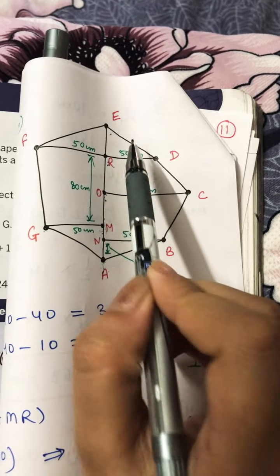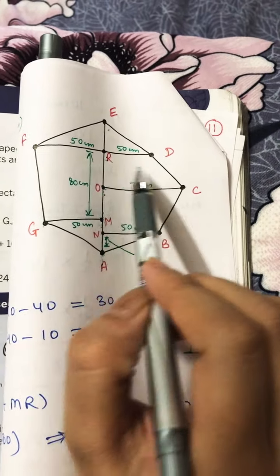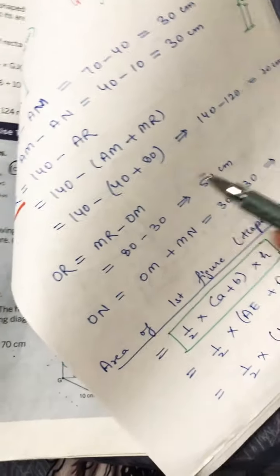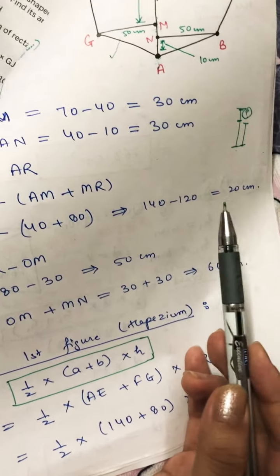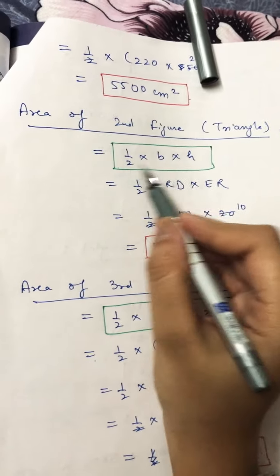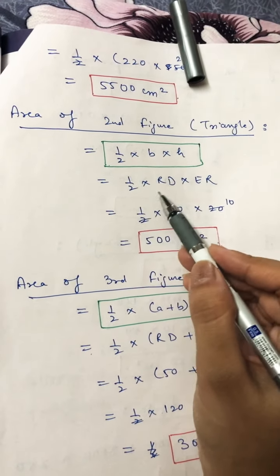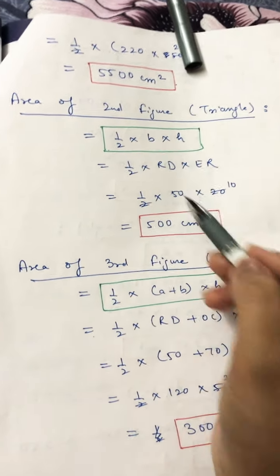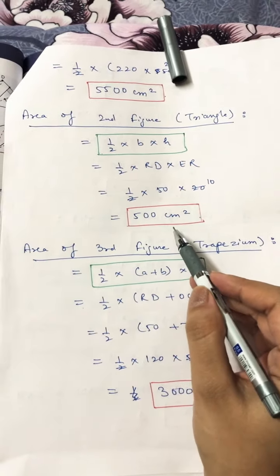Now next is the area of the second figure, that is a triangle. This is the second triangle. The formula is half into base into height. This is base and this is height. ER, just now you have taken out the value of ER, that is 20 centimeter. Now put in the formula, half into base into height. Base is RD and height is ER. Put the values in the formula and take out the answer of the area of the triangle.